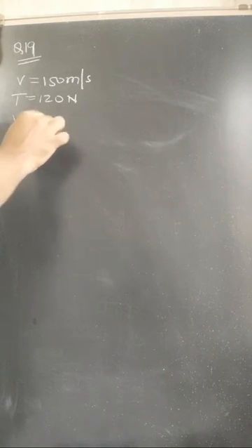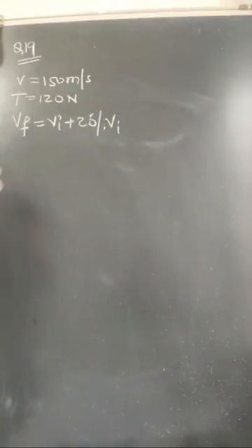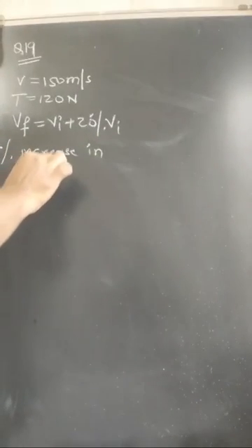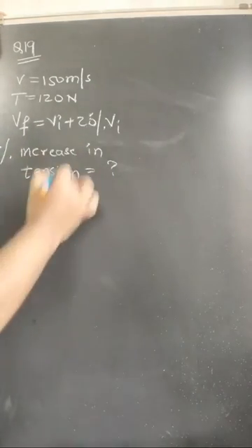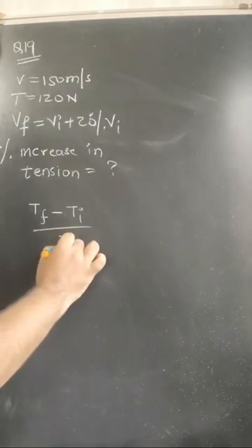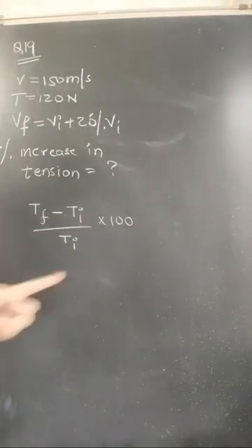The percentage increase in the tension in order to raise the wave speed by 20%. So V final is equal to V initial plus 20% of V initial. Then what is the percentage increase in tension? Now students, understand one thing: whenever we say percentage increase, it means you have to find (final tension minus initial tension) upon initial tension into 100. This is nothing but percentage increase.